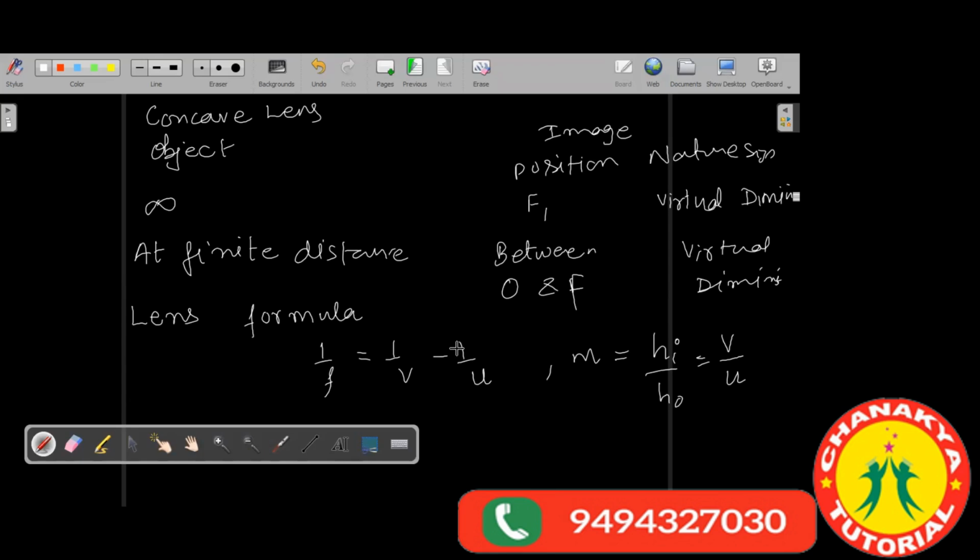Now for both of them, let us see some of the questions where we can use these lens formulas and try to find out the characteristics of the image.